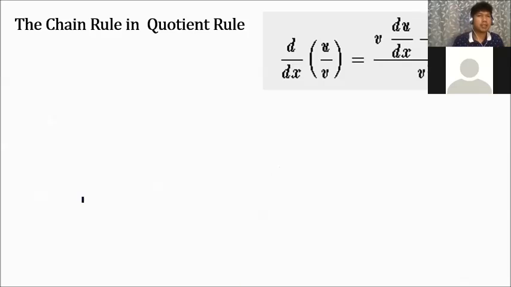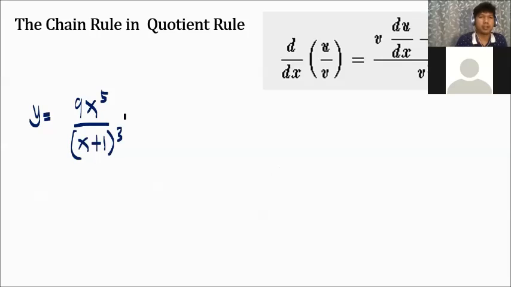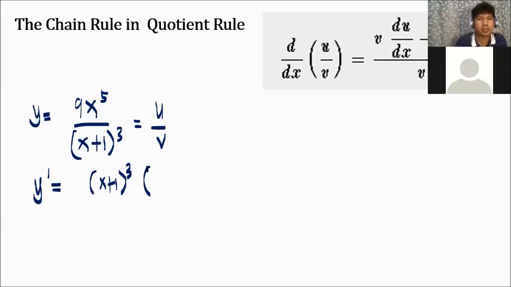Okay, so maybe last example. Y is equal to 9x raised to 5 over x plus 1 raised to 3. Okay. This is our u and this is our v. Get the derivative, y prime. So copy v, that is x plus 1 cube. Derivative of u, that is 5 times 9, that is 45, x raised to 4. So I'm hoping that is clear.